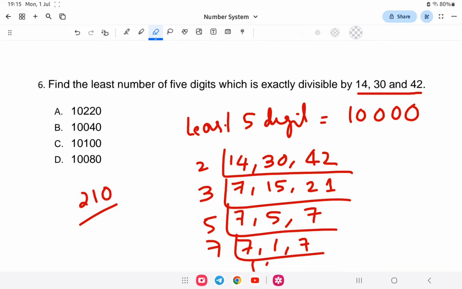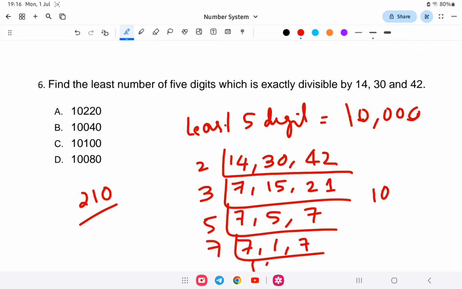We will divide 10,000 by 210. The least 5 digit number is 10,000. So we divide 10,000 by 210, that means we find how many times 210 goes into it.